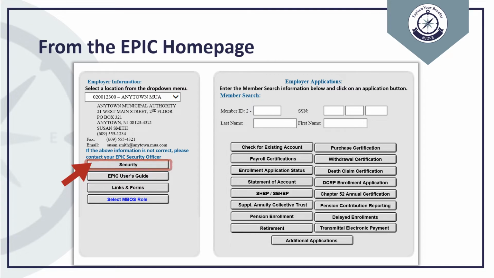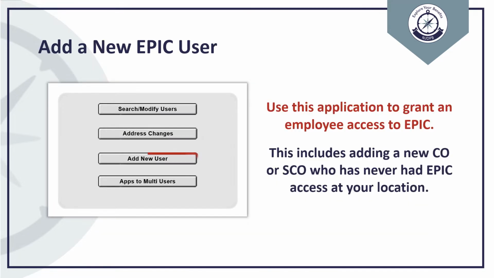The security button is accessed from the Epic homepage. When selected, four buttons will appear: Search Modify Users, Address Changes, Add New User, and Apps to Multi-Users. The Add New User button allows you to grant an employee access to your location's Epic account. This includes adding a new CO or SCO who has never had Epic access at your location.